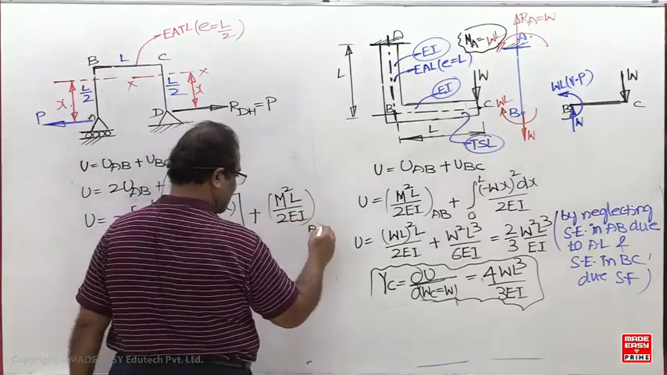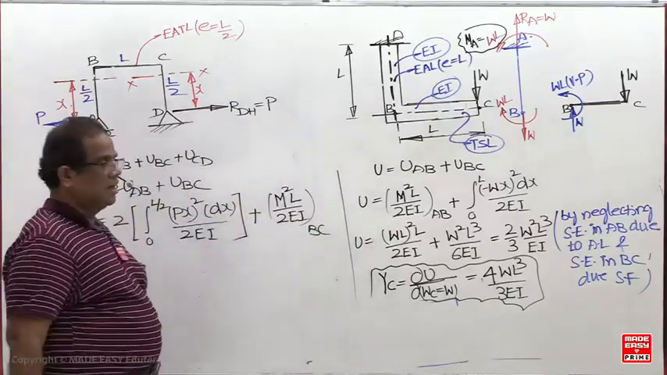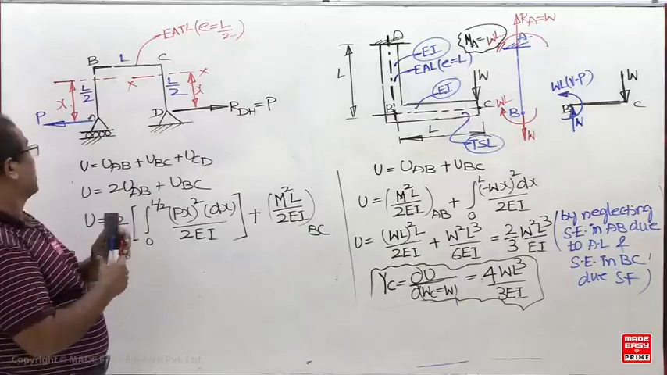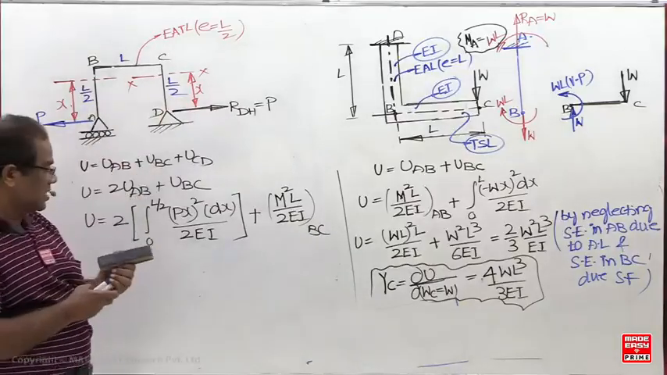Once again, which one is neglected now? Axial load is neglected. In this member, once again, the strain energy due to axial load is neglected. In these two members, strain energy due to shear force is neglected.